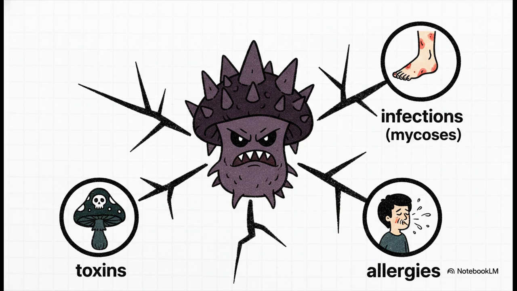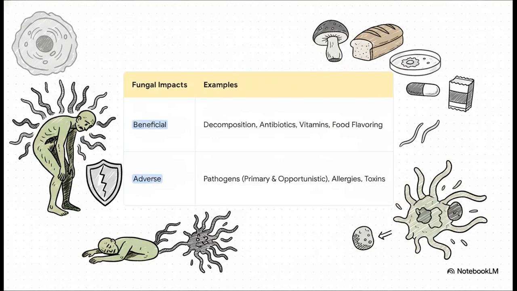When they decide to set up shop on or in us, the infections, which we call mycoses, can be anything from just annoying to, in some cases, life-threatening. And this distinction is really key. Some fungi are what we call primary pathogens. They can make a perfectly healthy person sick. But a lot of them are opportunistic. A perfect example is Candida albicans. It lives on most of us pretty harmlessly. But if your immune system gets weak for some reason, it sees its chance and causes infections like candidiasis, what most people know as a yeast infection.